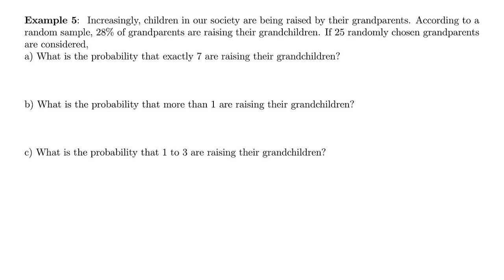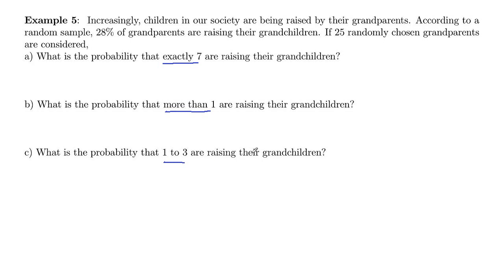In example 5 here, we are looking at a binomial probability problem. Again, increasingly children in society are being raised by their grandparents. According to a random sample, 28% of grandparents are raising their grandchildren. 25 are randomly chosen and considered. What's the probability that exactly 7 of the 25 grandparents are raising their grandchildren? Probability that more than one, and probability that 1 to 3.